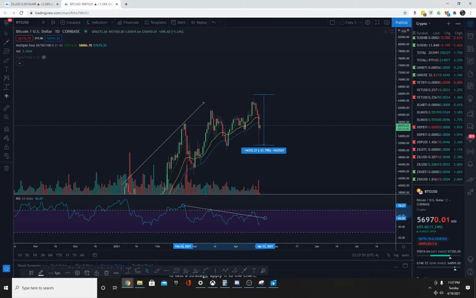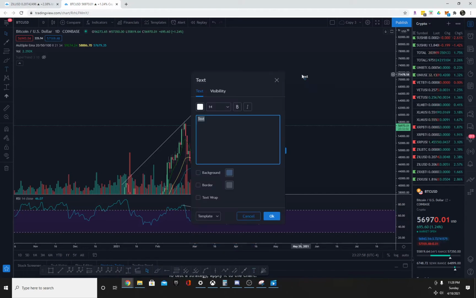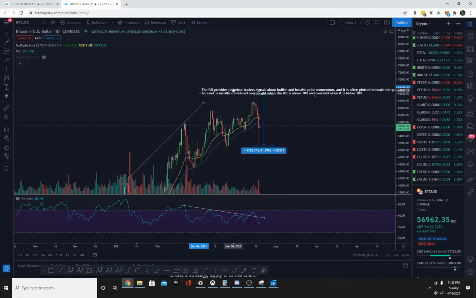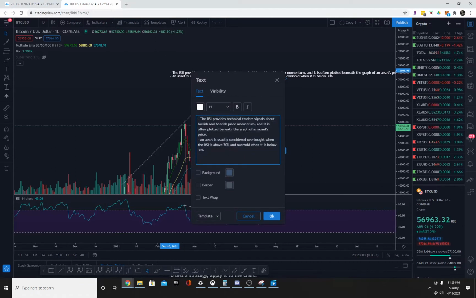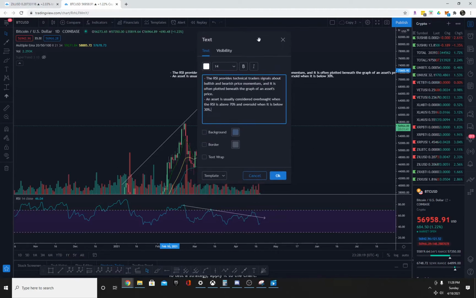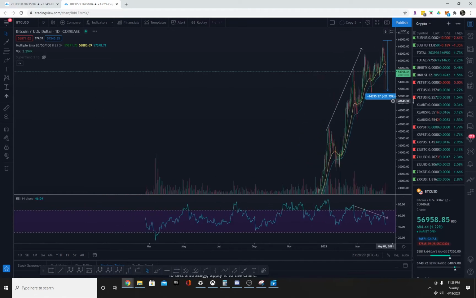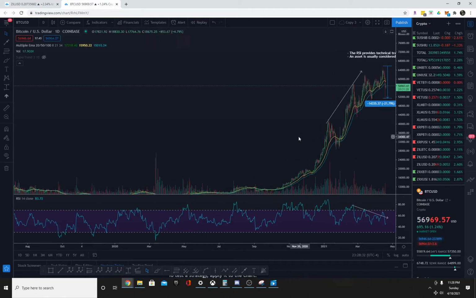Let's just explain it. The RSI provides traders signals of bullish or bearish price momentum. It's an oscillator, so that's why it's plotted beneath the chart. An asset is usually considered overbought when it's above 70% or oversold when it's below 30%. That's the relative strength index, RSI.